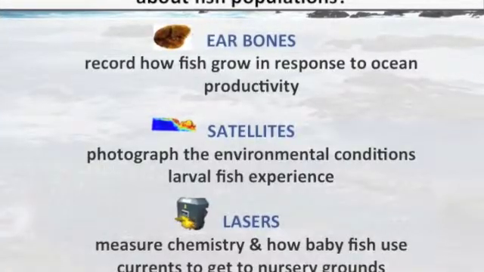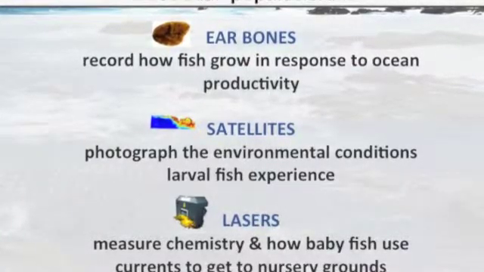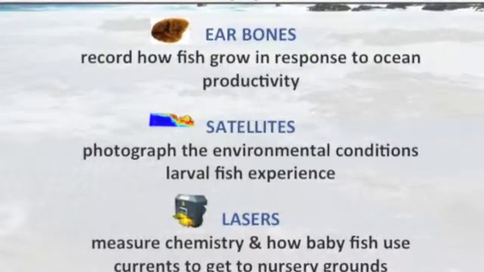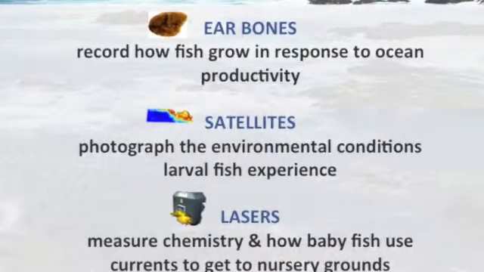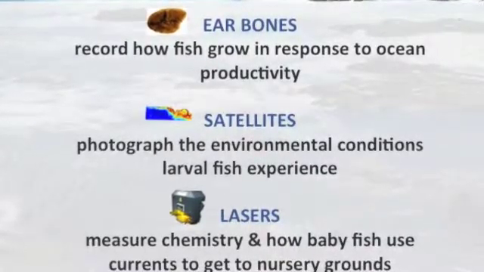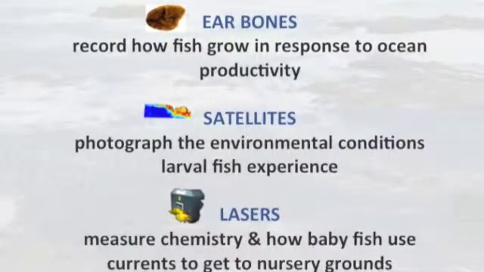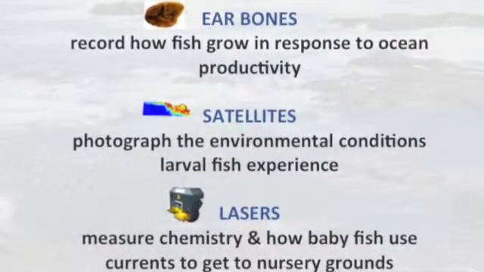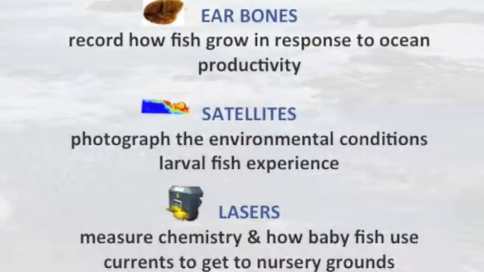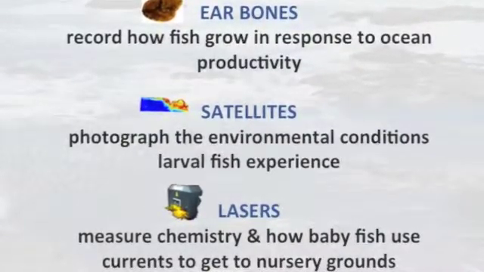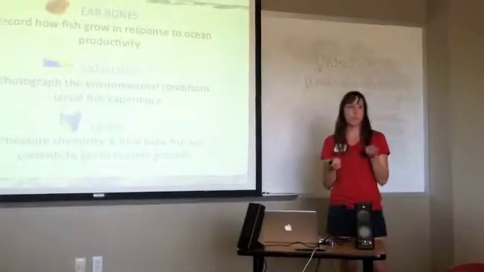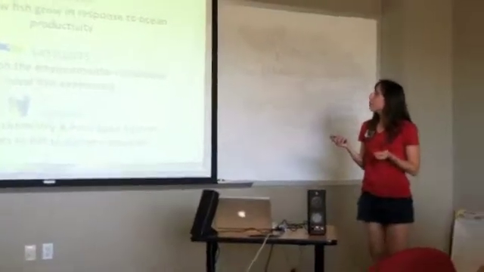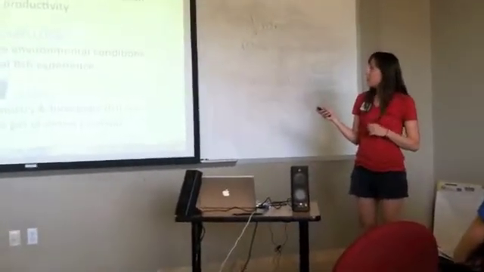So what did we talk about today? I told you that ear bones can tell us how fish are growing and how they might be responding to environmental conditions. We also talked about how satellites photograph the ocean and allow us to measure things like temperature, productivity, and the amount of larval food. And then I also told you how lasers can be used to measure the chemistry of fish bones so that we can understand how they might be associating with ocean currents for their movement. So with that, I will take any questions.